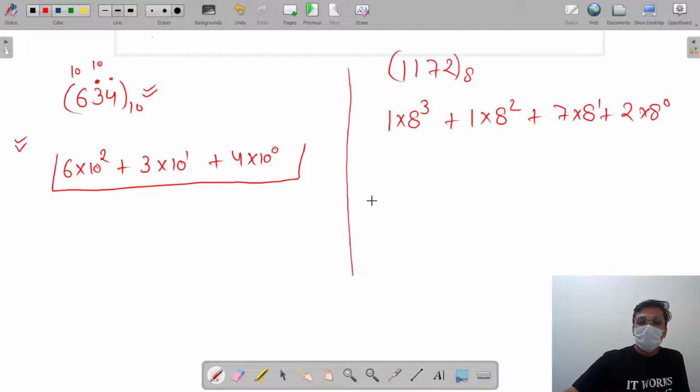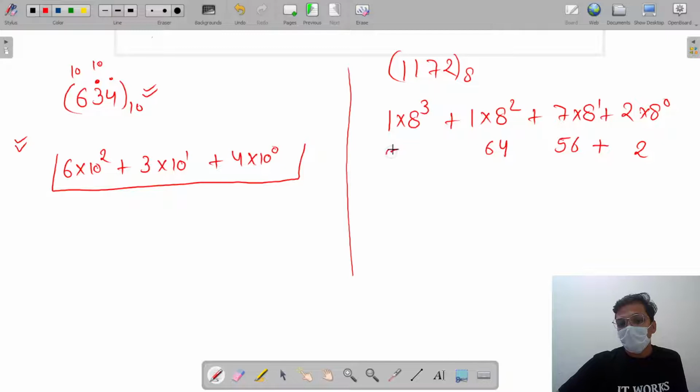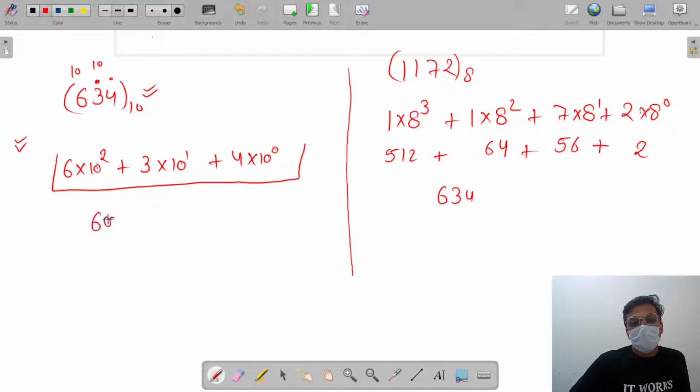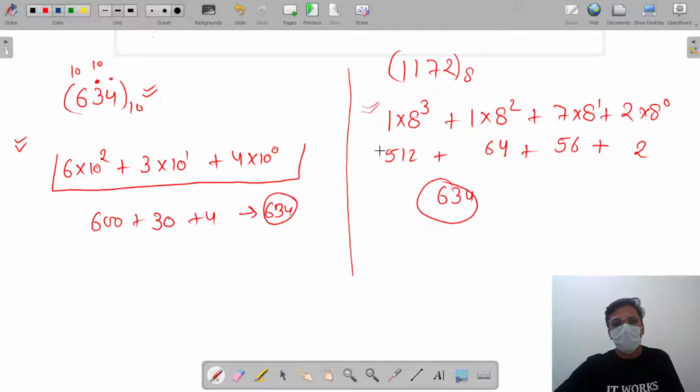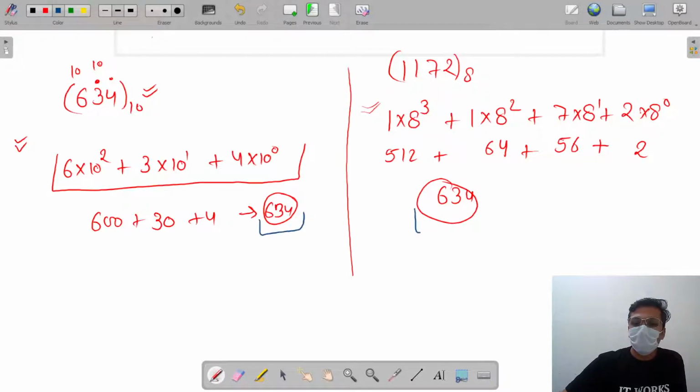Now this term can be written as 2, this as 56, this as 64, and this as 512. When we add these all, we get our answer as 634. And when we add 600 plus 30 plus 4, our answer is also 634. So of course, this answer should match here. As we assumed, these numbers should be the same, and we get the same answer.